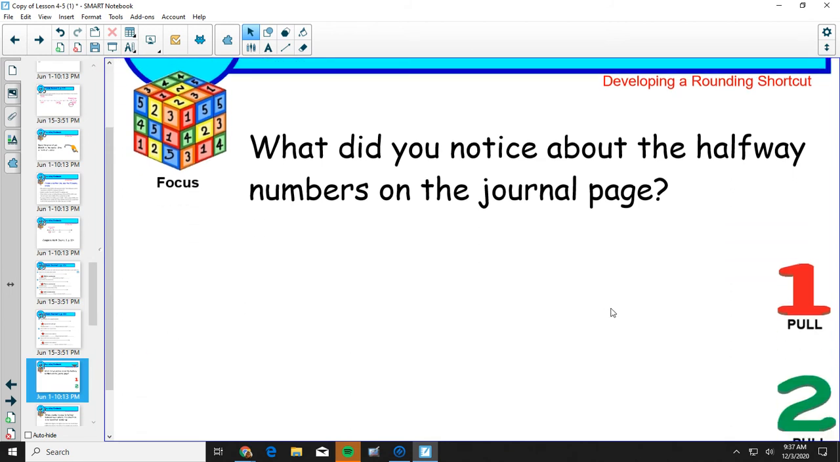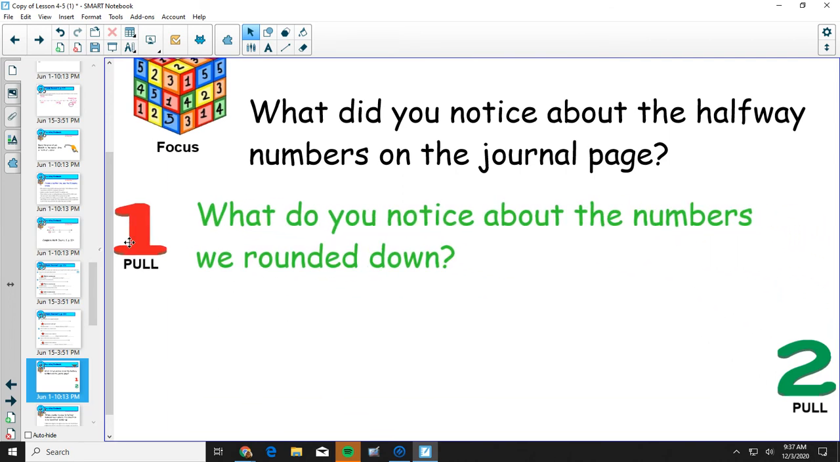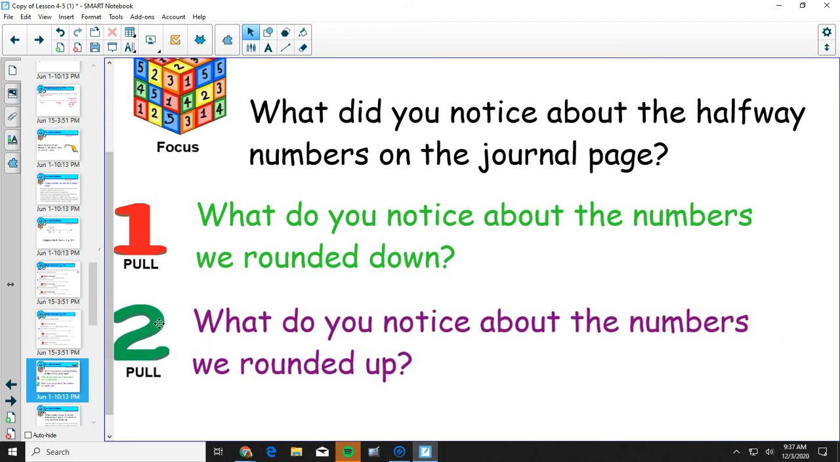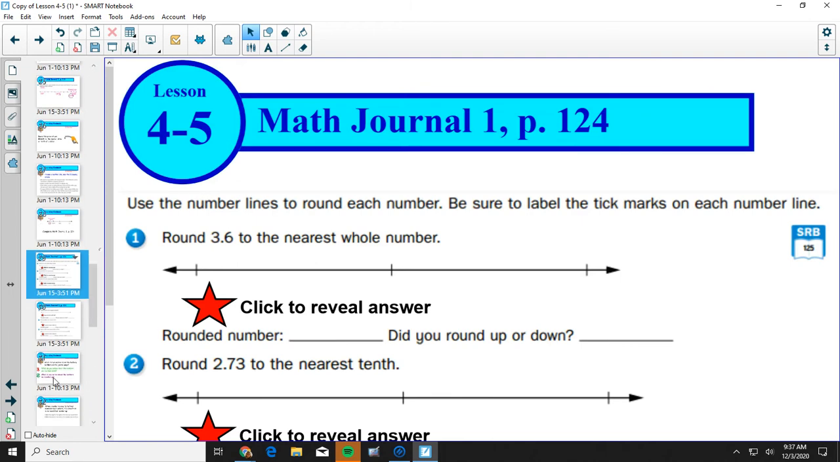So what did you notice about the halfway numbers on that journal page? What did you notice about the numbers that we rounded down? And what did we notice about the numbers we rounded up? Hopefully you noticed that the digit 5 is always representative of a halfway point because we work in base 10. So if you notice, the numbers that we rounded down were less than 5, and the ones that we rounded up were greater than 5. We're talking about those digits.